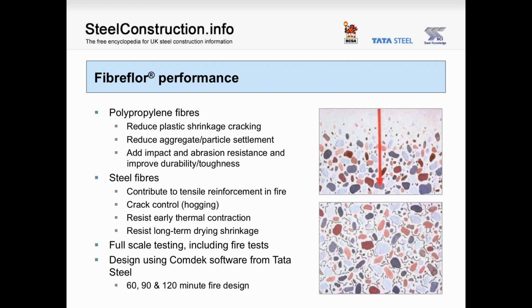The different types of fibres fulfil different roles as are listed on screen. The system has been tested and can achieve up to 120 minutes fire resistance. It's designed using the Comdeck software from Tata Steel.